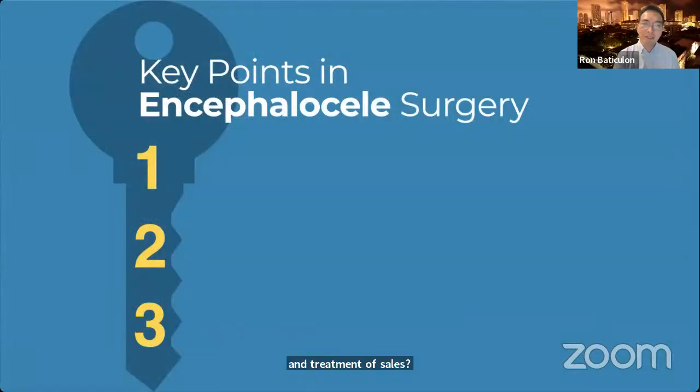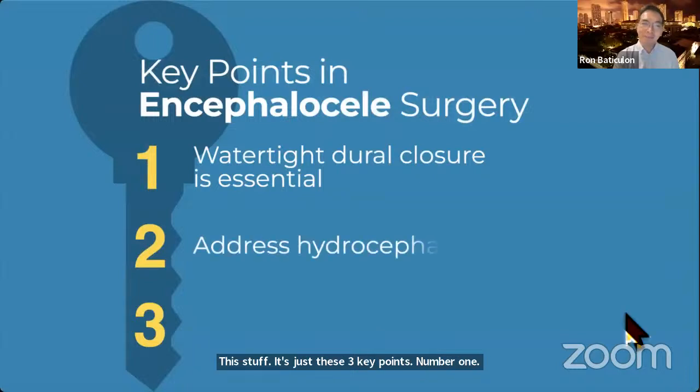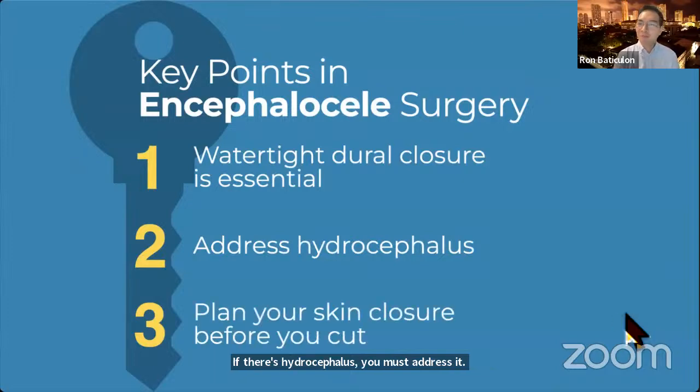So let me begin with this. If you're going to pick up something from this talk, it's just these 3 key points. Number 1, watertight dural closure is essential for these procedures. Number 2, if there's hydrocephalus, you must address it. Number 3, you need to plan your skin closure before you make your first incision.